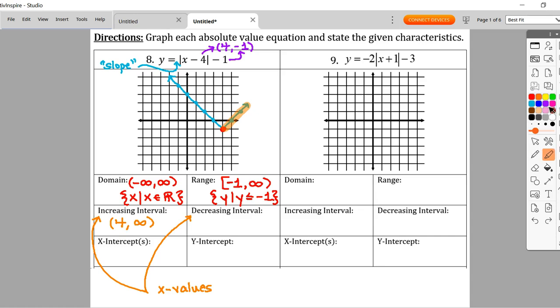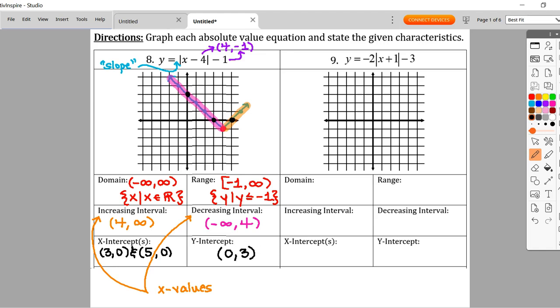We go ahead and have decreasing be where we are having a negative slope, which is going to be the left side of my graph here. That's going to happen from negative infinity to, again, that x value of 4. Again, no square brackets because you can't be decreasing at a point. We go ahead and see that we have our x and y intercepts on our graph. We're going to name them as points. The x-intercepts are (3, 0) and then (5, 0). Where's the y-intercept? Way up here at (0, 3).